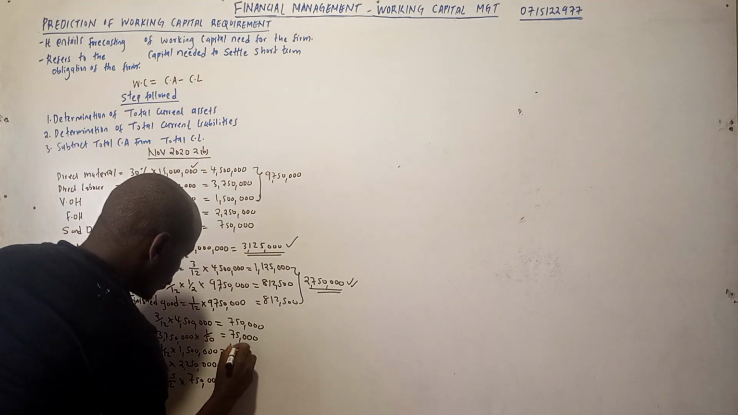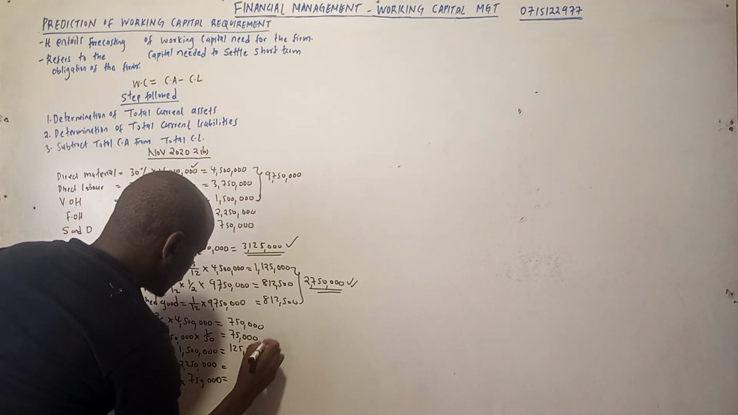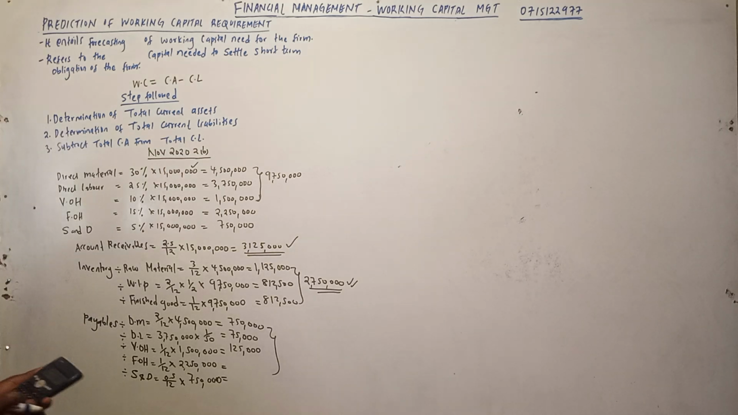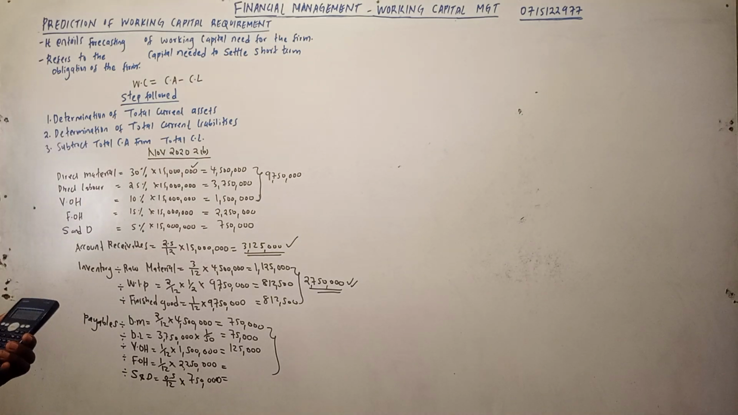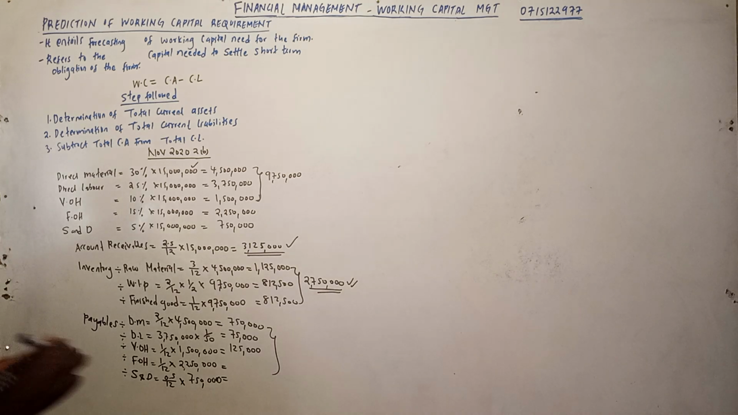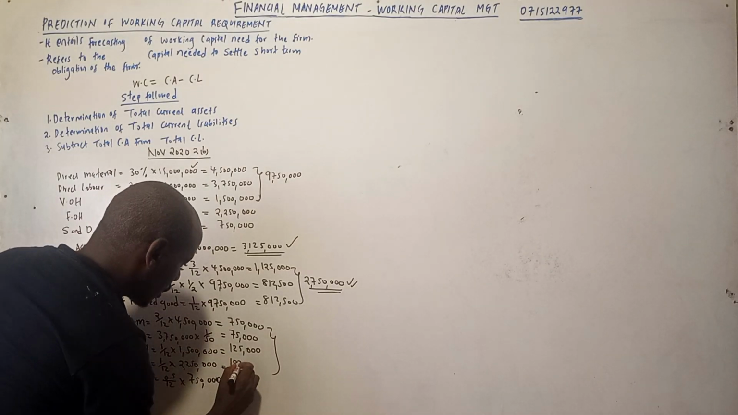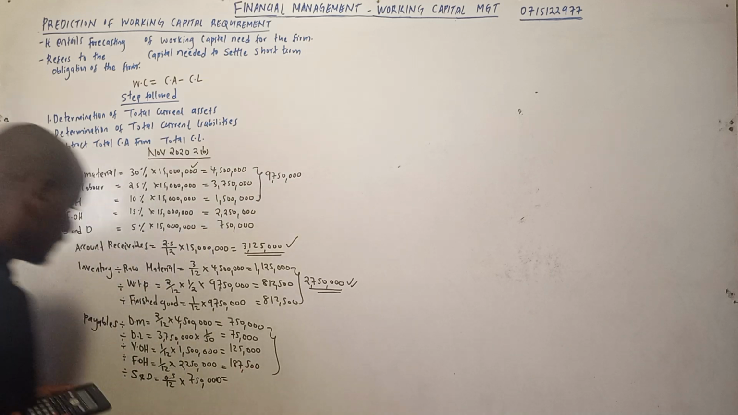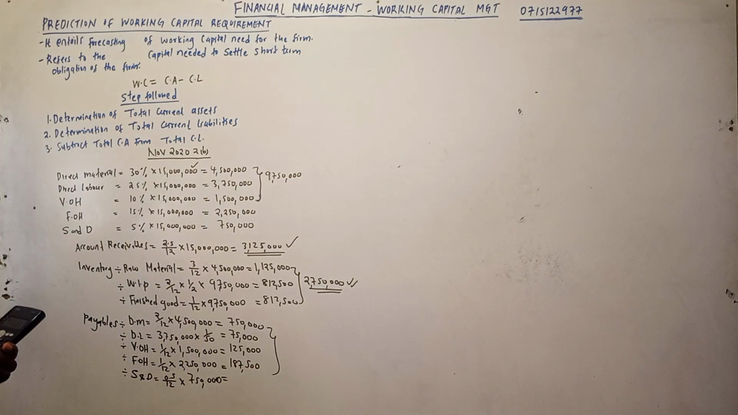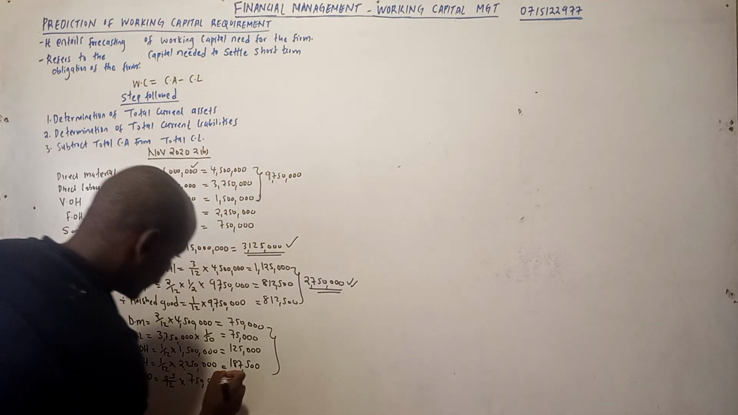This is 125,000. Now we are supposed to add the two so that we can get to payables. So 1/12 times 2250,000 is 187,500. Then 0.5 divided by 12 times 750,000. That 1 to 50.